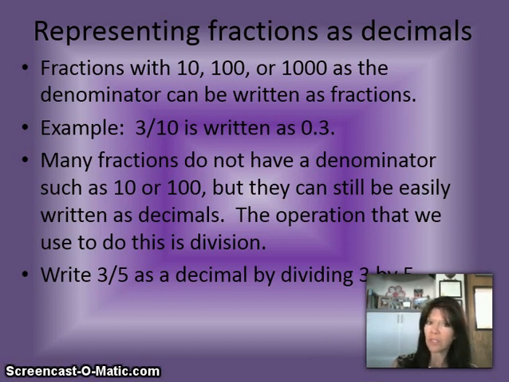And some fractions, though, don't have 10, 100, or 1,000 as their denominator. They have different denominators, and it's easy to represent those as a decimal. It's simply a division problem. For example, you can write 3/5 as a decimal by simply dividing 5 into 3. Let's do that one in practice, and I'll show you how you can do that.